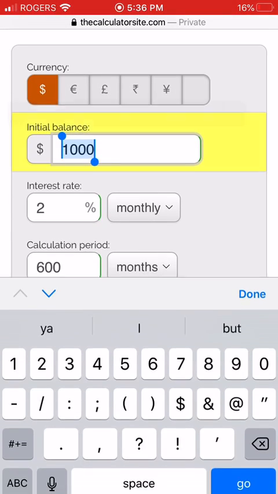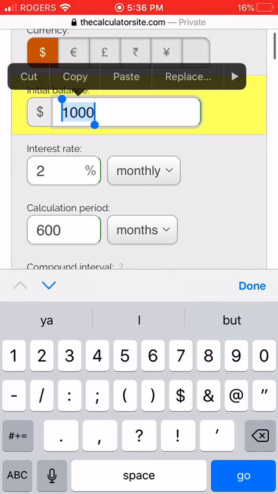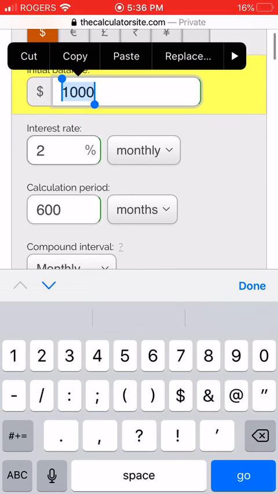All right, so let's do this. I just want to get this out there: compound interest is crazy, crazy. So let's do this. It's the calculator site. I'll leave the link down below.